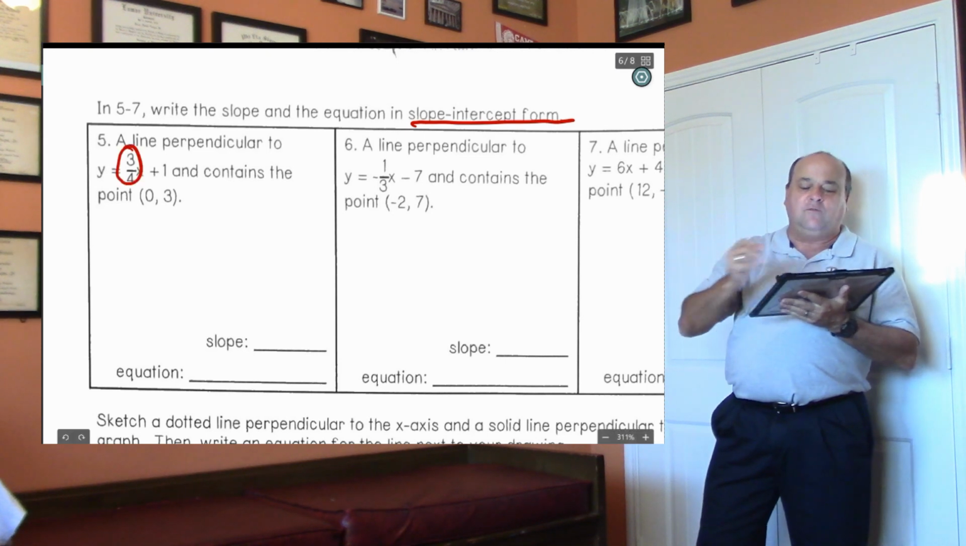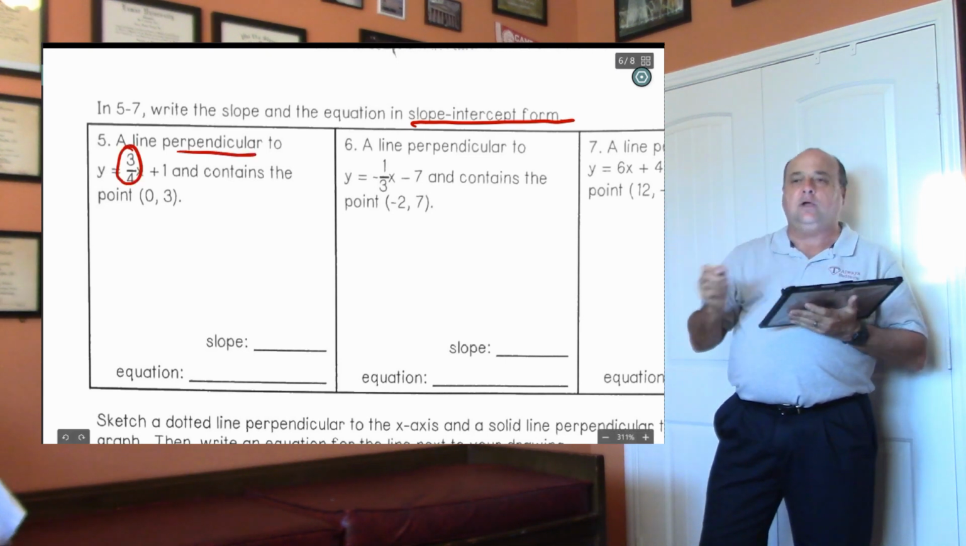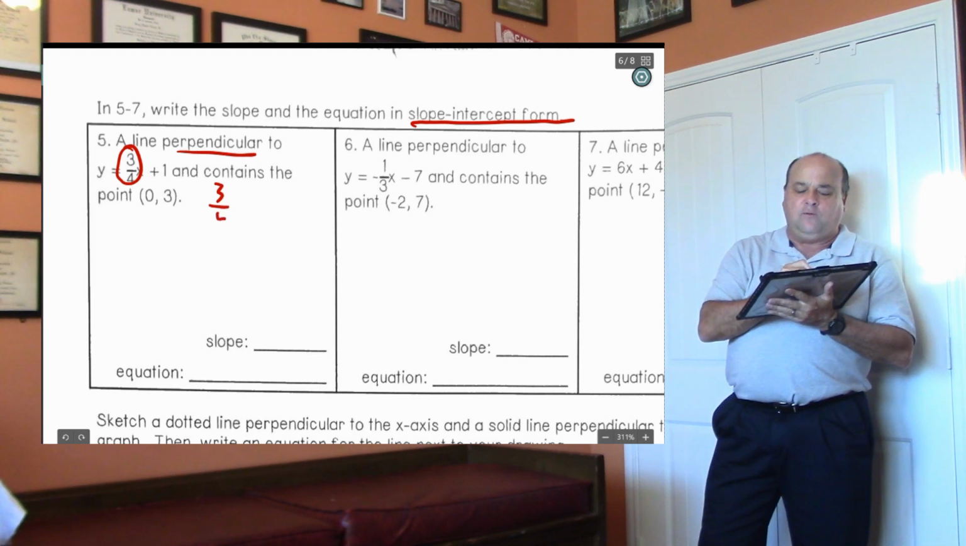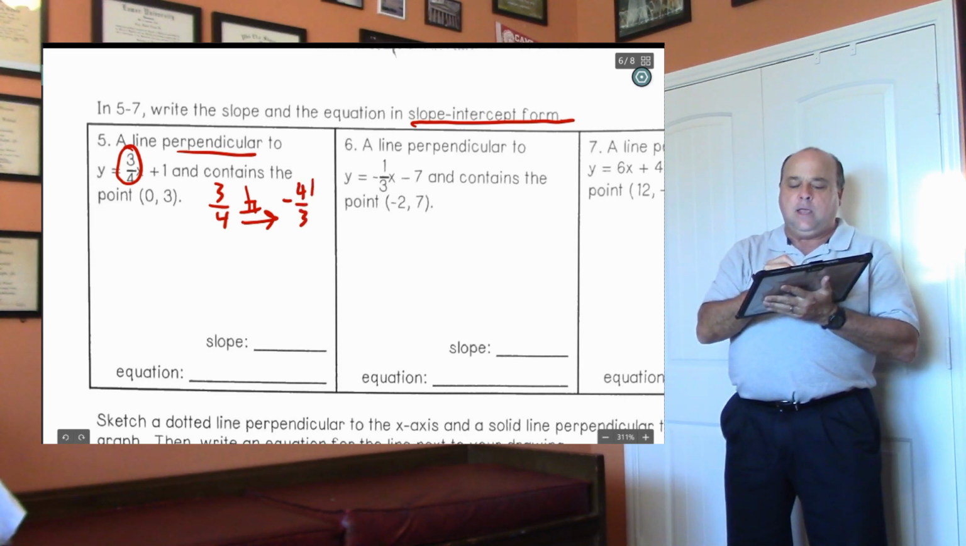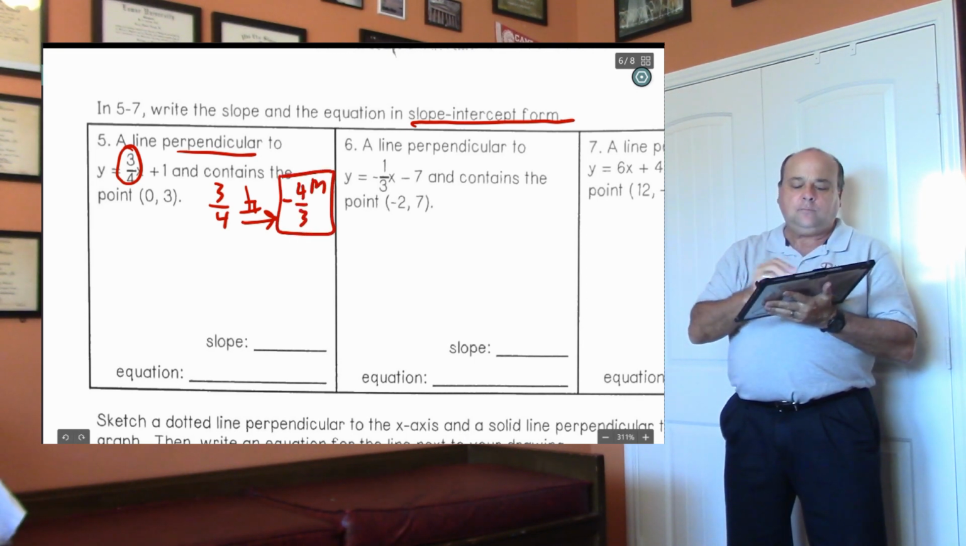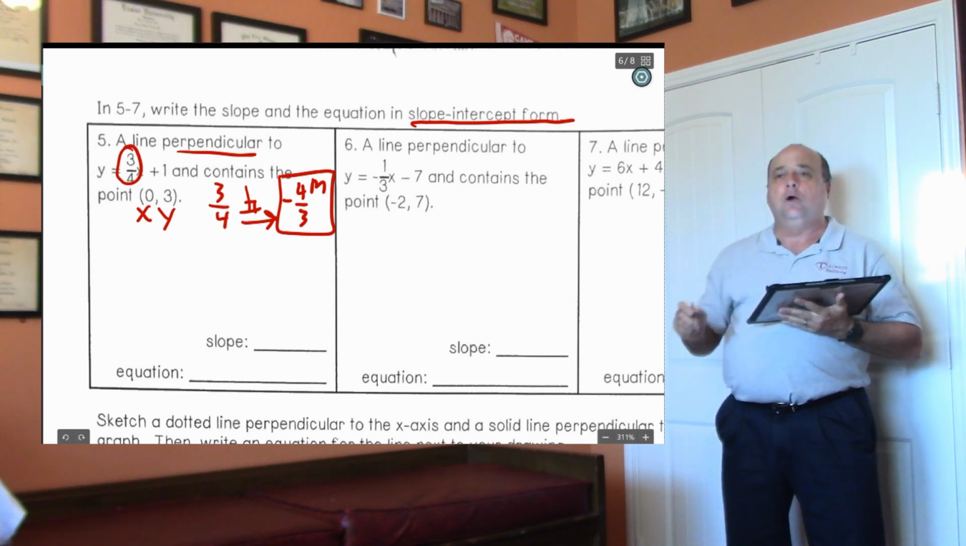Our slope is 3 over 4, and we want a perpendicular slope. So we're going to write down 3 over 4, draw an arrow, put a perpendicular symbol. Our new slope will be negative 4 over 3, won't it? And we're going to put m. This will be our x, this will be our y.